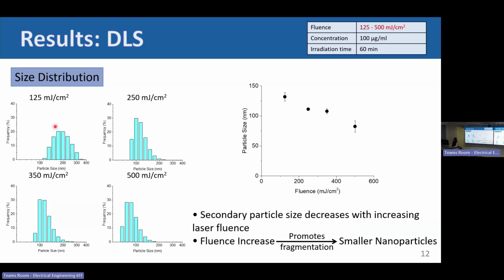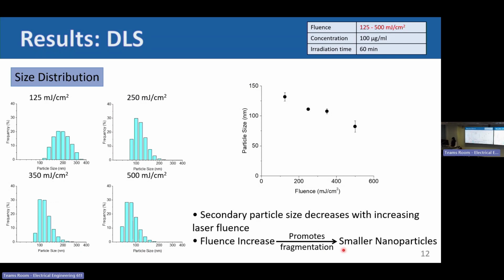We can see that when the fluence is 125, it has a quite wide distribution. And as the fluence increased, the distribution became narrow. And this one is the particle size as a function of laser fluence. So we can see that the secondary particle size decreased with the increasing of laser fluence, which is because when the fluence increases, it will offer more energy, and which will promote the fragmentation to make smaller nanoparticles.